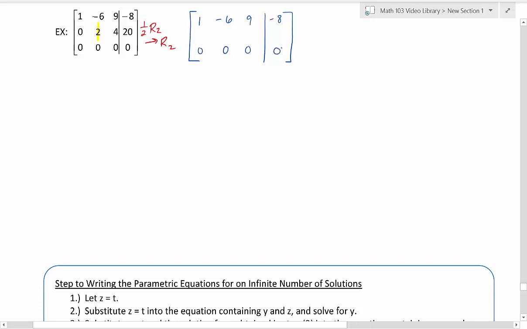And now let's multiply row 2 by a half. 0 times a half, 0. 2 times a half, 1. 4 times a half, 2. And 20 times 1/2, 10. Now my second column looks good already. I have a leading one second row, second column, and a 0 below that.